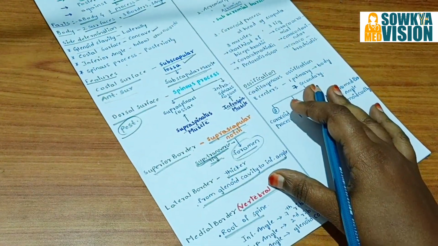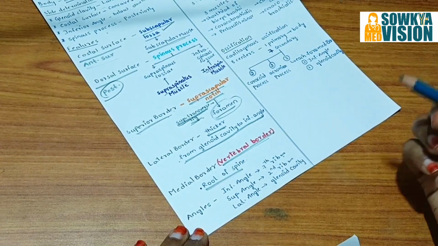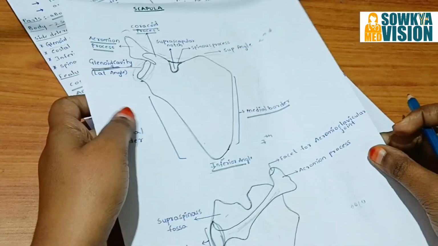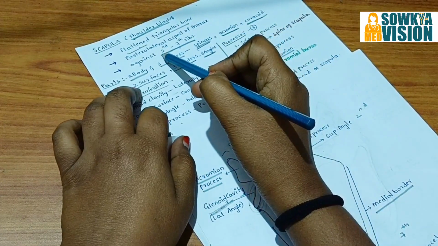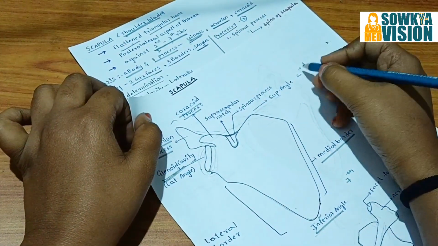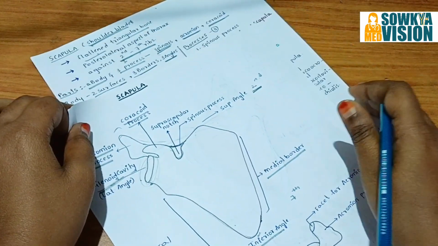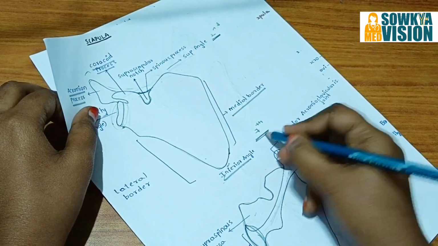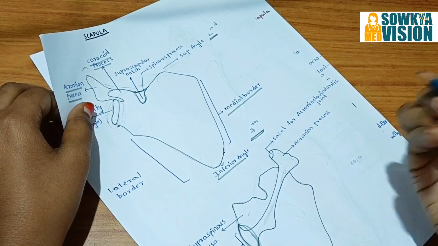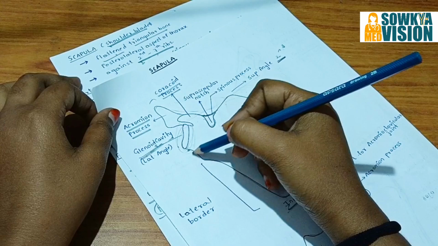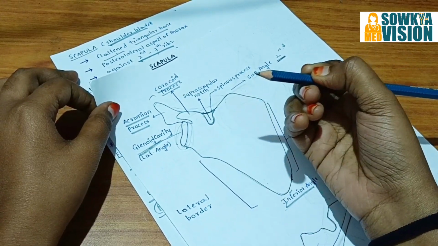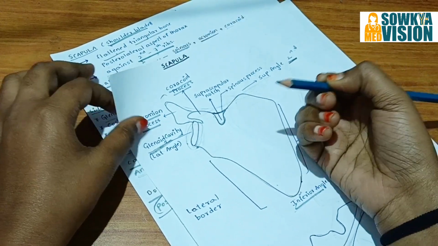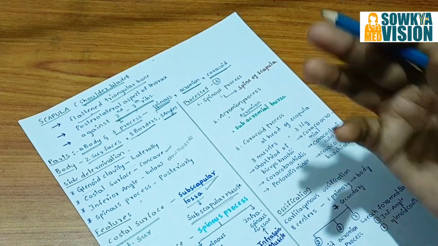Yes, and now what are the angles? What are the three angles? Inferior angle, superior angle, and the lateral angle. In the starting we have said that it is extending from the 2nd to the 7th rib. So the superior angle is present at the level of the 2nd rib. Yes, and the inferior angle is present at the level of the 7th rib. And the lateral angle contains, obviously, the glenoid cavity for the articulation with the head of humerus in the formation of shoulder joint.